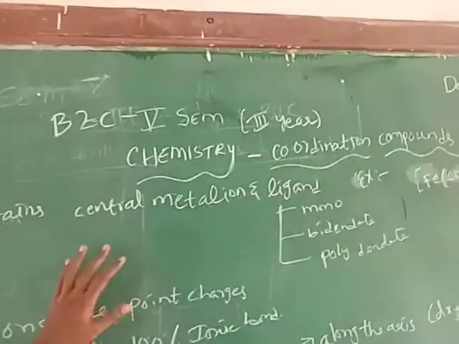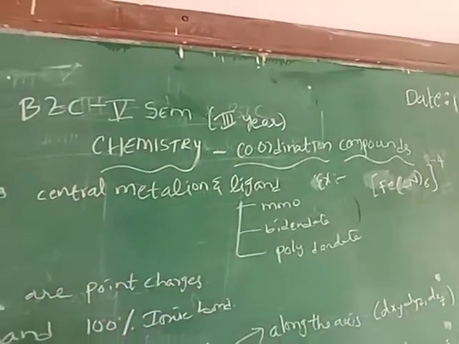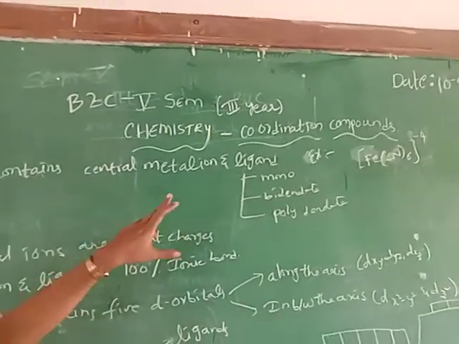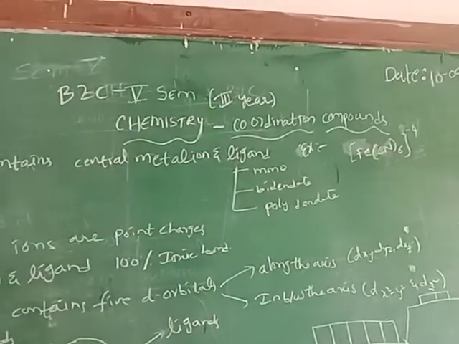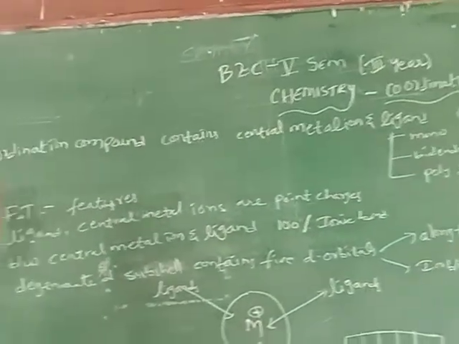Now I am going to discuss BJC 5th semester final year chemistry, that is coordination compounds. This is the first unit in your inorganic chemistry. The introduction of coordination compounds is already completed, but once again we have to discuss that.